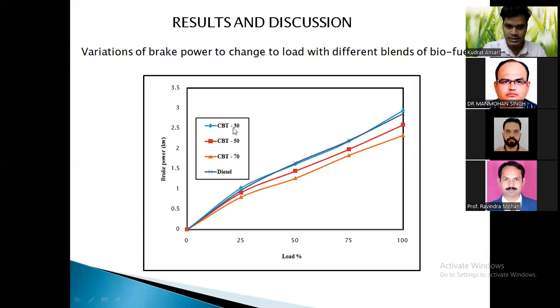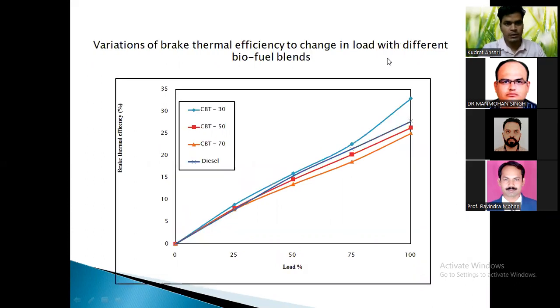If you talk about the CVT 30%, the blue dotted line, initially there is some overlap, but when the load increases from 75 to 100%, it clearly shows that the 30% blend of corn oil has the highest brake power.